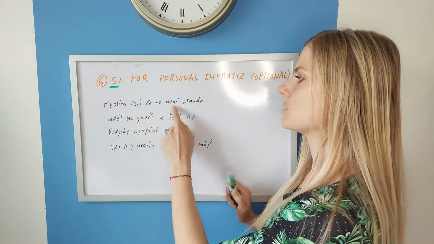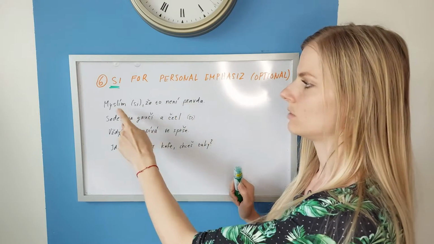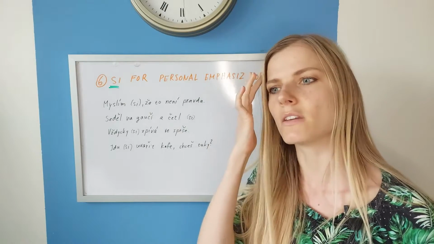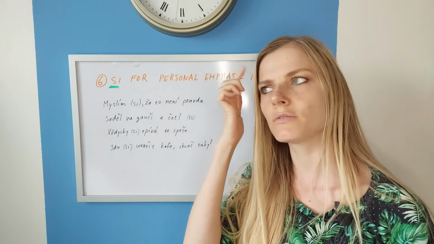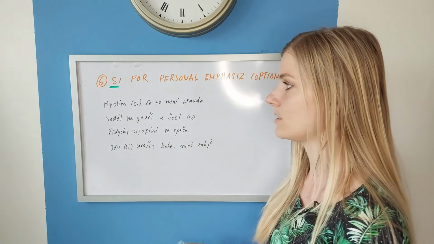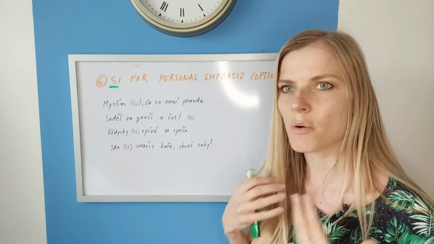Myslím si, že to není pravda. I think it's not true. Myslím si. I am emphasizing that this is my opinion. I think for myself. It would be completely correct without si. Myslím, že to není pravda, but I can emphasize that it is really just my opinion.